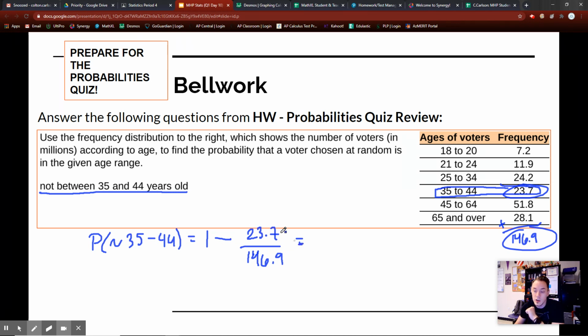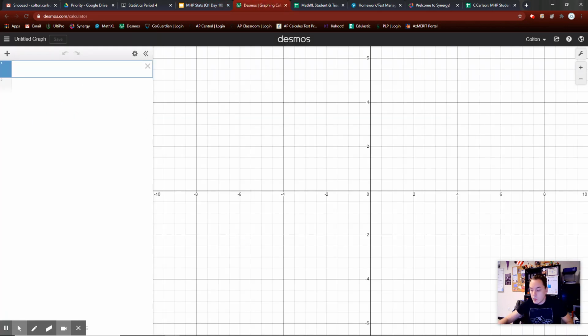So let's plug this in. Go to Desmos.com. I'm going to teach you how to just plug it in. Go to Desmos.com and plug this in right here, and then we're going to get a decimal. So when I go to Desmos.com, I'm literally just going to do 1 minus 23.7 divided by my total, 146.9, and this is my answer.